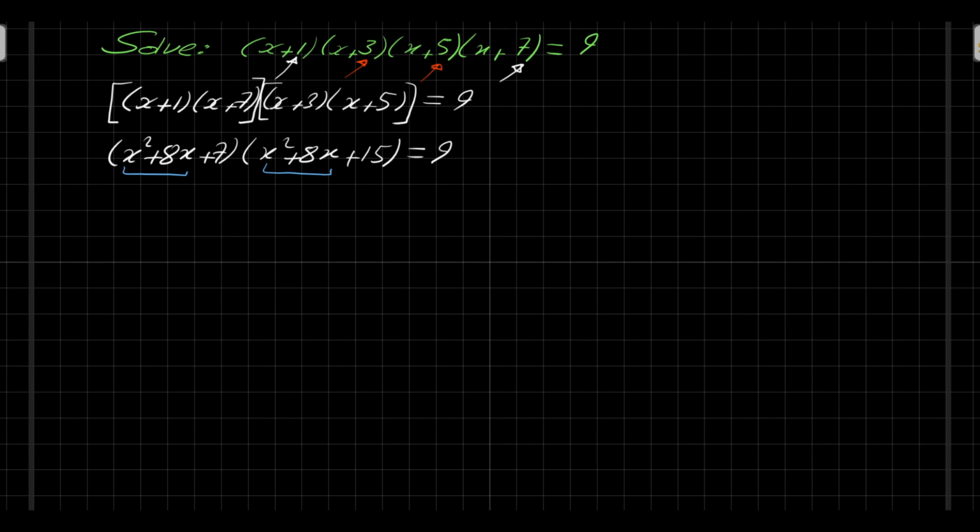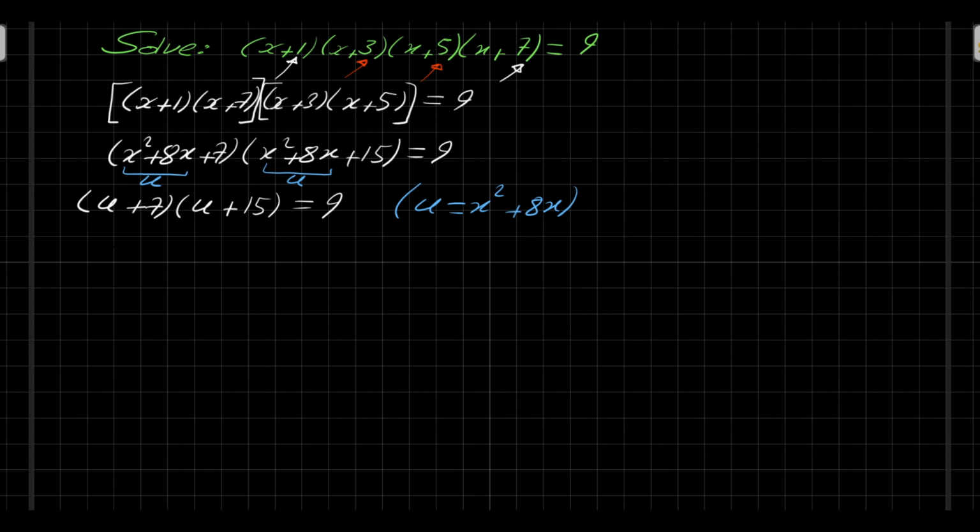So let's take this expression as a new variable u, and here u. And then we get (u+7)(u+15) equal 9. So here we make a change of variable, u equal x squared plus 8x.